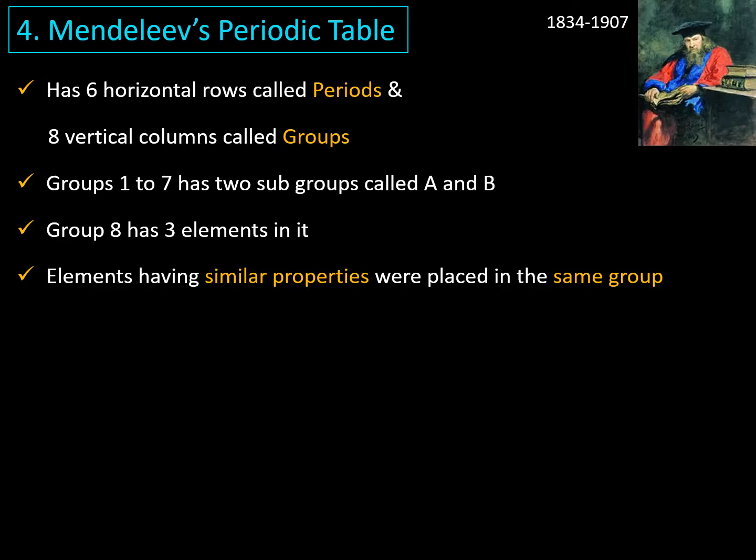Mendeleev's periodic table has 6 horizontal rows called periods and 8 vertical columns called groups. Groups 1 to 7 have 2 subgroups called A and B. Group 8 has 3 elements. Elements having similar properties were placed in the same group.